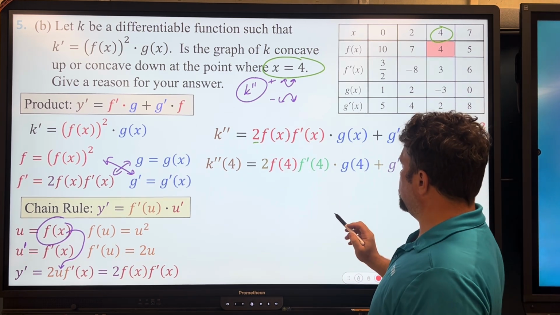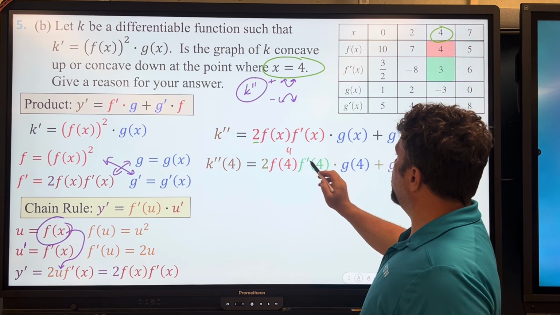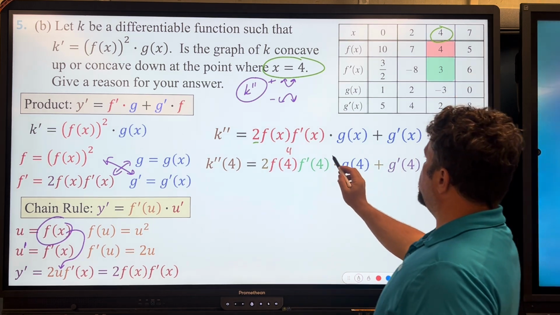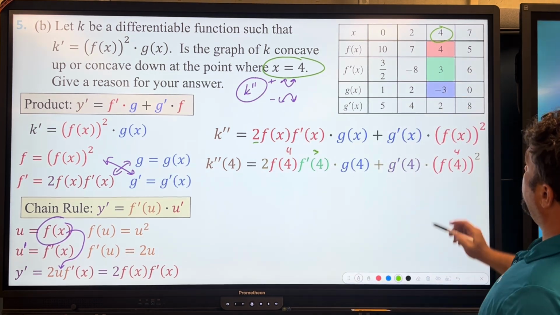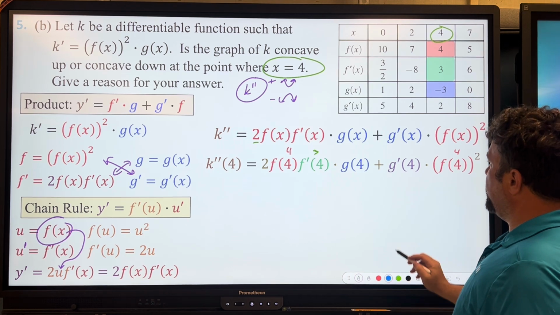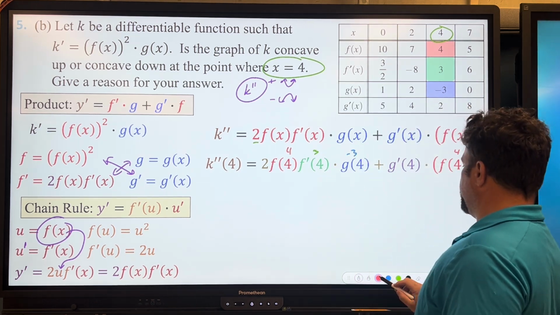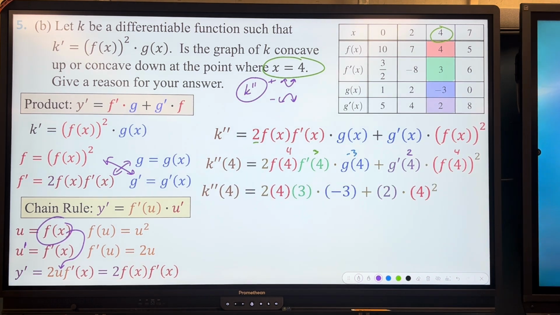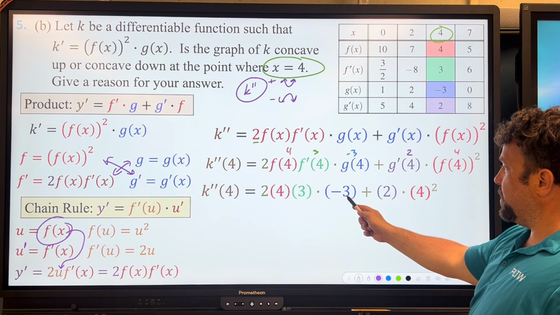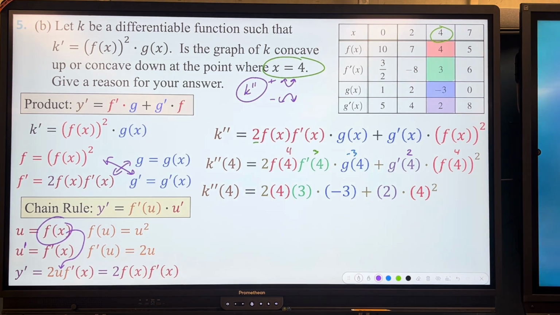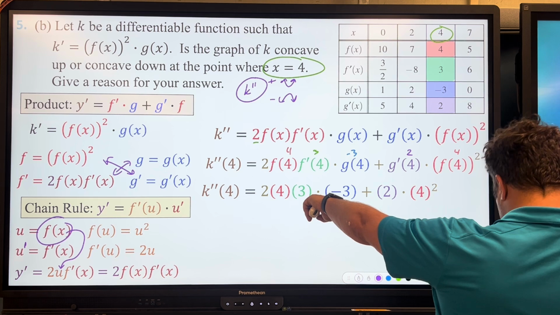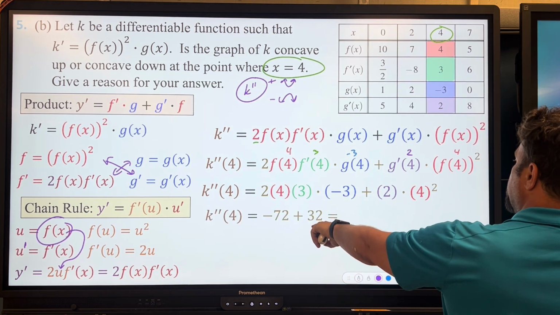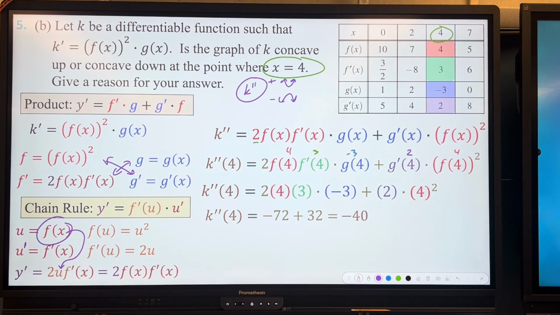So these both become 4s. All right? So this is a 4, this is a 4. All right? F prime of 4 is 3, so this becomes a 3. All right? G of 4 is negative 3. G prime 4 is 2. So 2 times 4 times 3 times negative 3 plus 2 times 4 squared. 24 times negative 3 is negative 72. 2 times 16 is 32. Negative 72 plus 32 is negative 40.